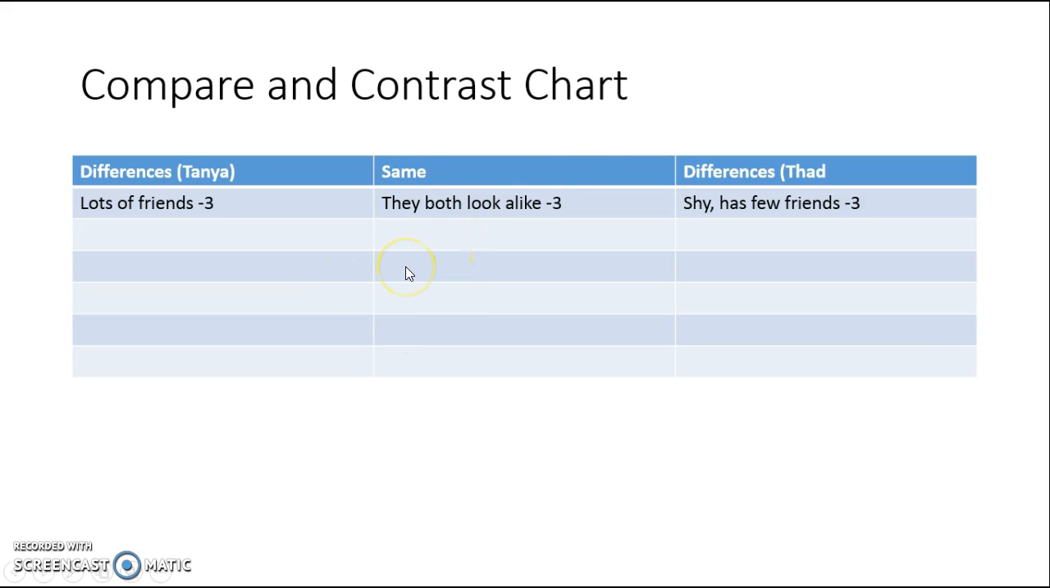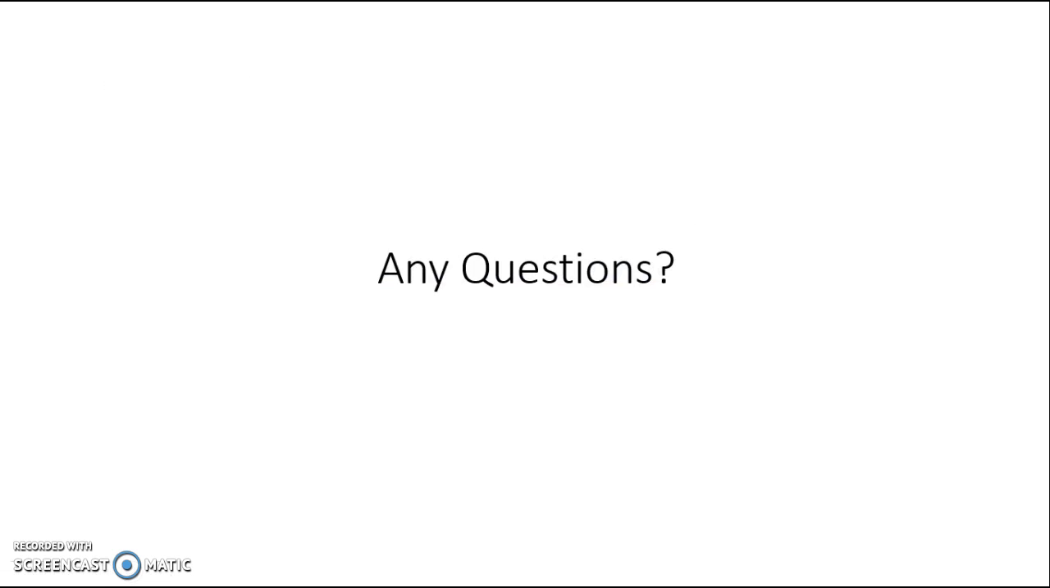So this is what the chart would look like. We have Tanya has lots of friends. They both look alike, and Thad is shy and has few friends. Are there any questions?